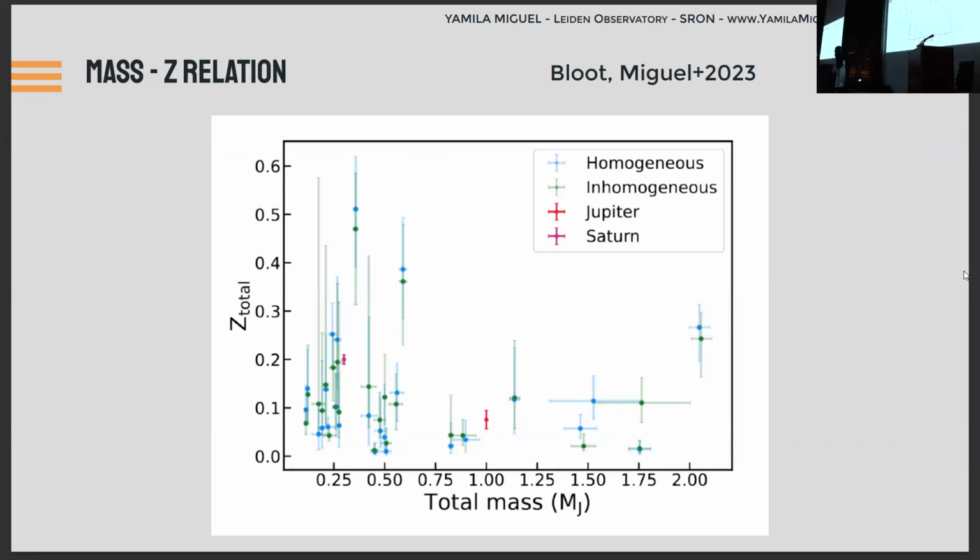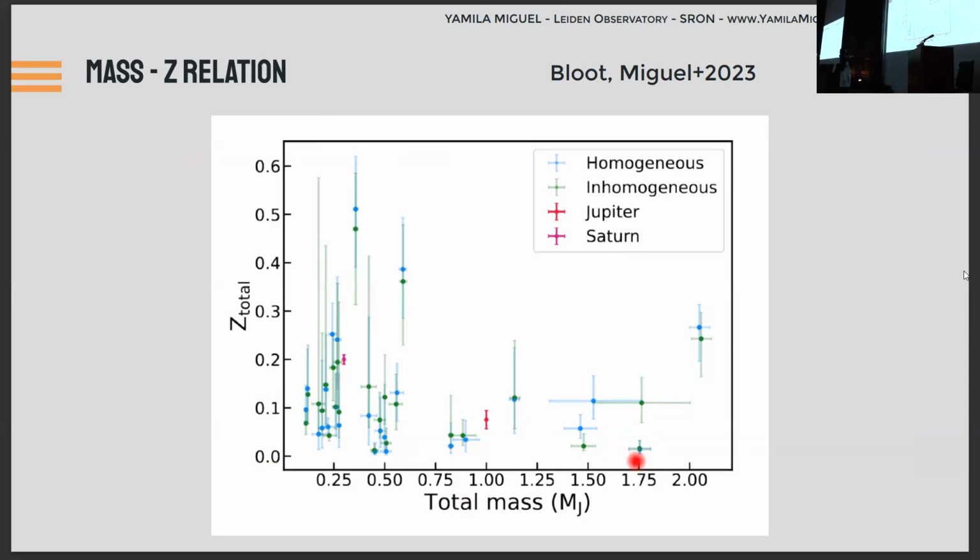And here we have the total metallicities that we retrieved, bulk metallicities, and here is the total mass. So there is this relation between the metallicity of the planet and the mass of the planet that was studied in the past. So we are not the first ones really to do that.